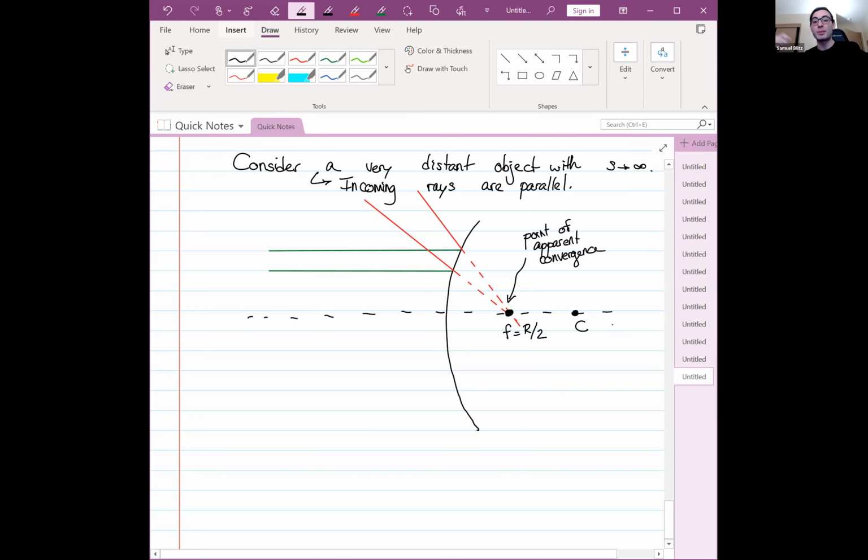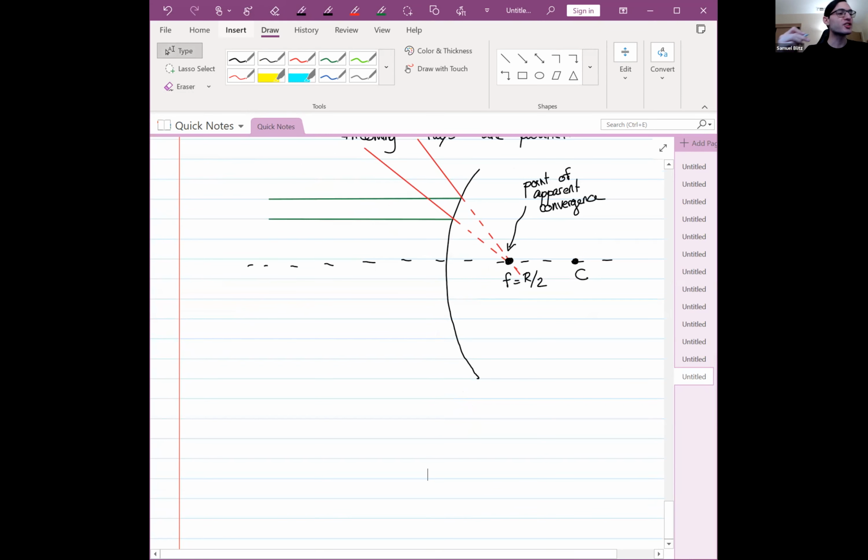And it's on the other side because the center's on the other side. If you were to complete this circle, right, the center would be on the other side of the mirror, not on the side that it's bouncing off of. So the focal point is also on the other side of the mirror. So the question then is, if the image is always virtual, that means that S prime is always negative.